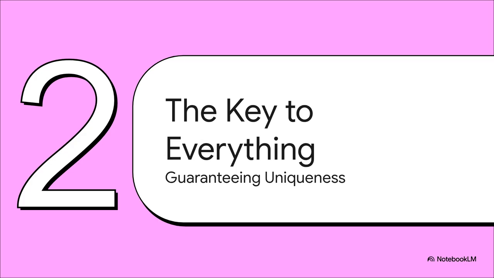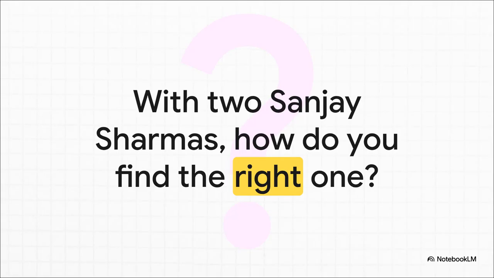So we've got our structure, we've got our rules, but how do we actually guarantee that every single row is unique? Well, that brings us to the most critical concept in this entire model. This is the magic ingredient that makes the whole thing work. Let's circle back to our original problem. We've got two students named Sanjay Sharma. If you just search for Sanjay Sharma, which one pops up? How do you make sure you're updating the right student's address or grades? We need a totally foolproof way to tell them apart.